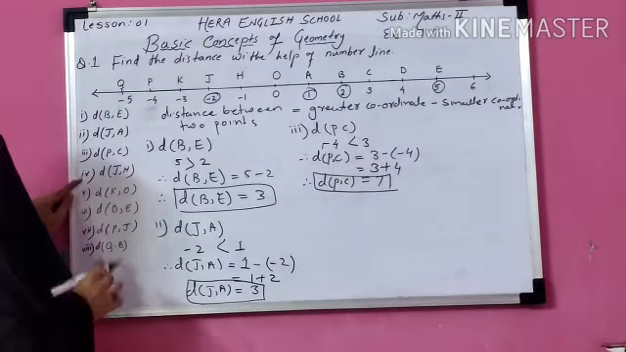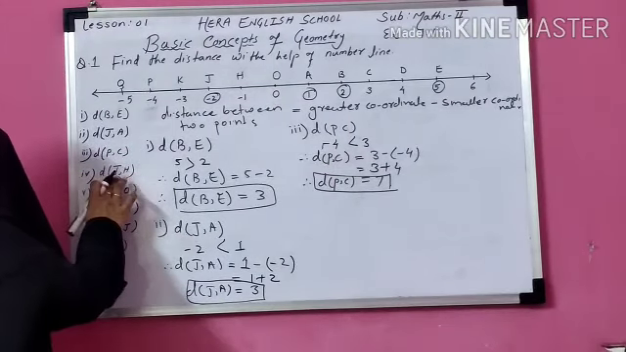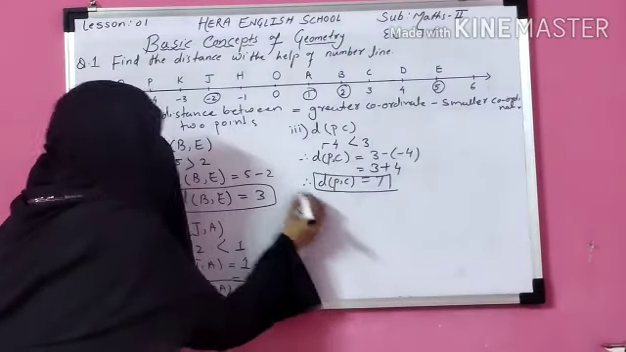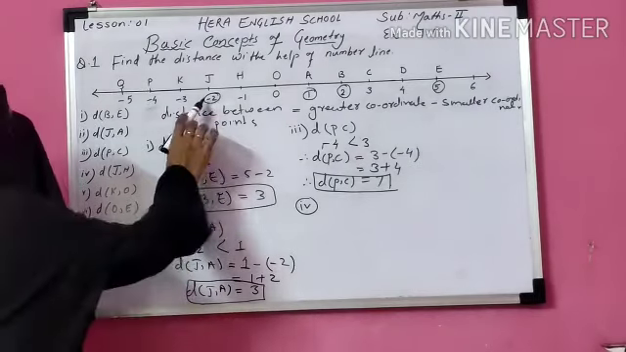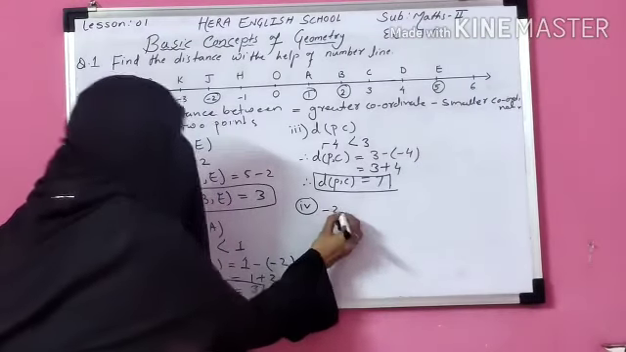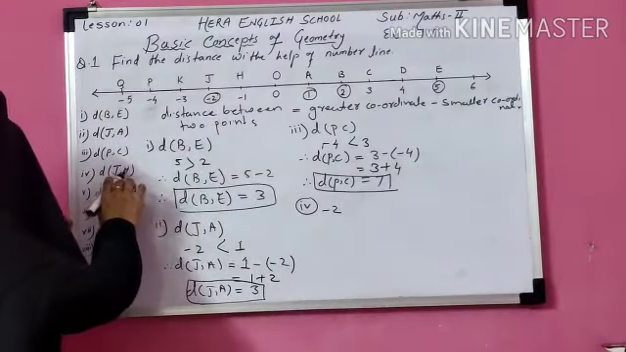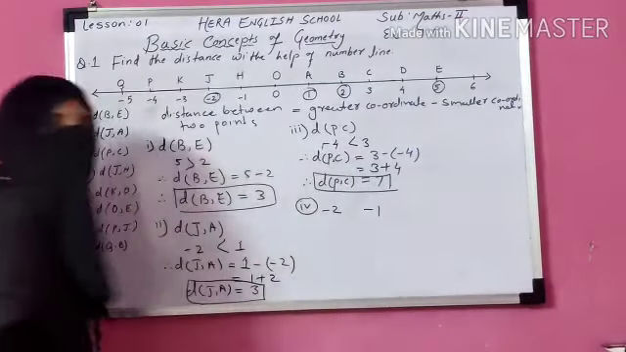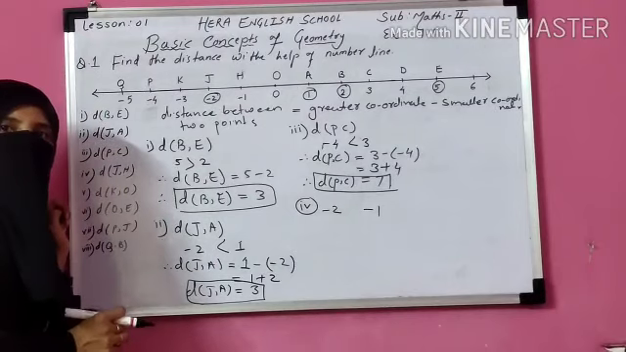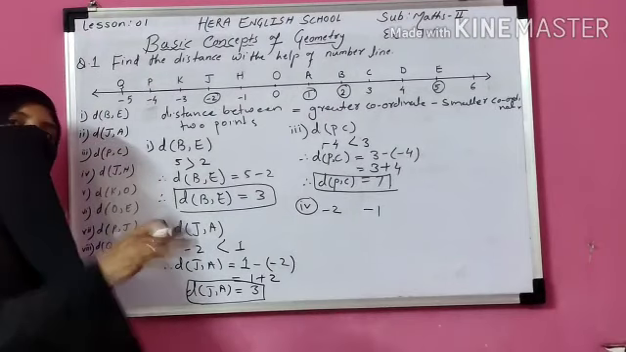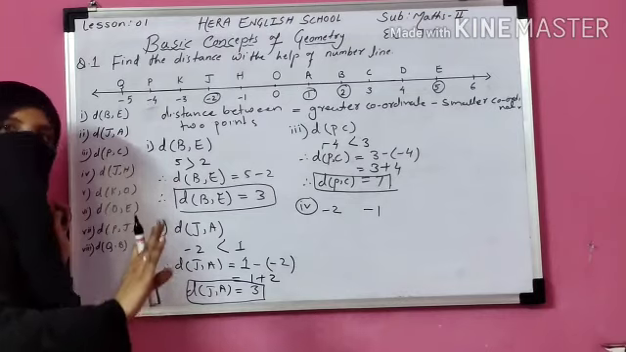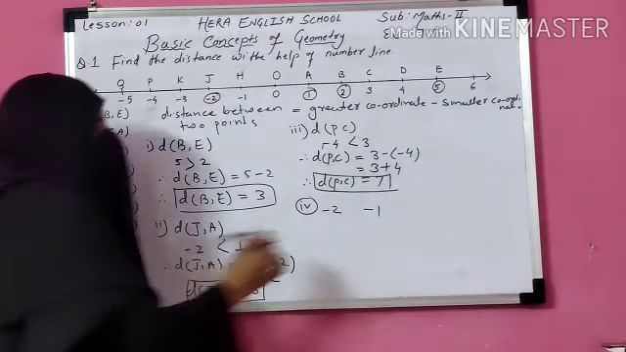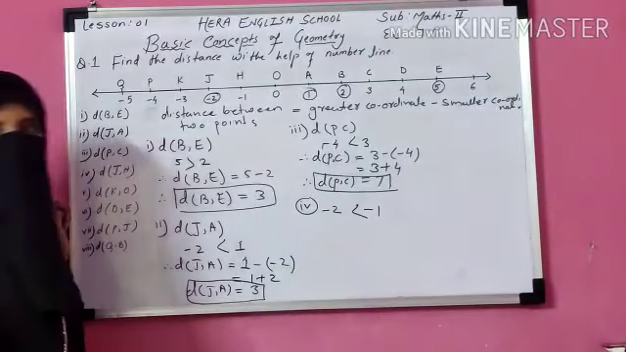Next, you have to find the distance between points J and H. Fourth question. Now observe point J. The coordinate of point J is -2. Now the coordinate of point H is -1. Now tell me which coordinate is greater here? Among negative numbers, as we go forward, the number goes on decreasing. So -1 is greater than -2.